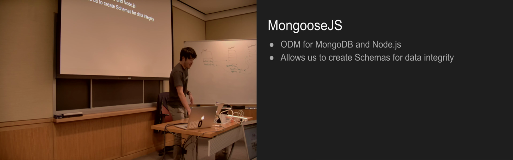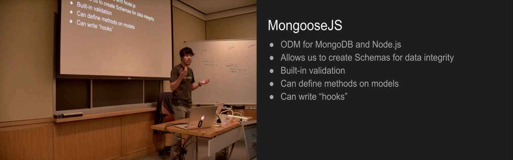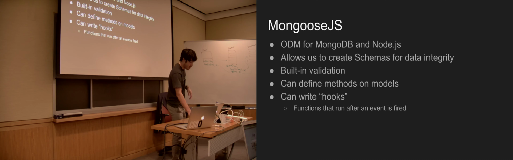We looked into Mongoose, which is what? What is Mongoose? It's a node module, yeah. It's also another acronym we looked at earlier. It's an ODM, yeah. It allows us to create schemas for that data integrity. We had that validation. We defined methods, like what's an example of a method we defined? Compare password on the user, exactly. We can write hooks. What hook did we write? A pre-save hook for validation, yeah.